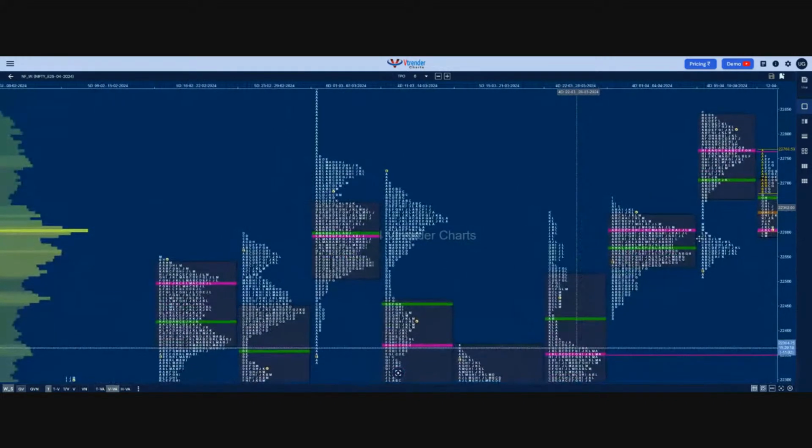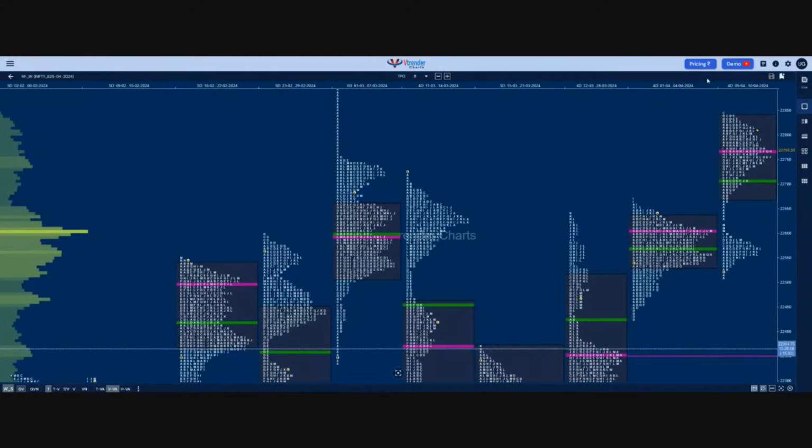the weekly settlement which got over on Wednesday, which was the 10th of April, you can see this was more like a double distribution trend up profile, where we have a big zone where value had to be filled in. So this POC was at 22768, the POC of the previous week, and you have singles from 22600 to 22662.